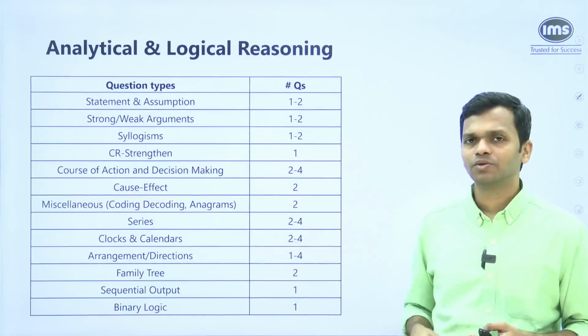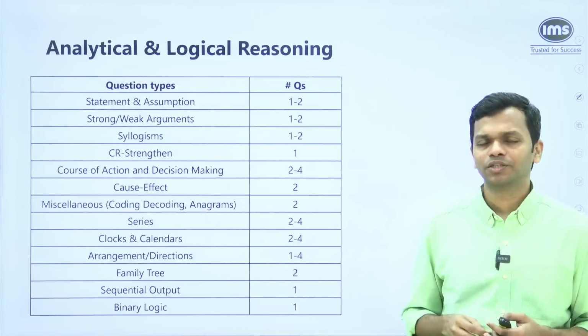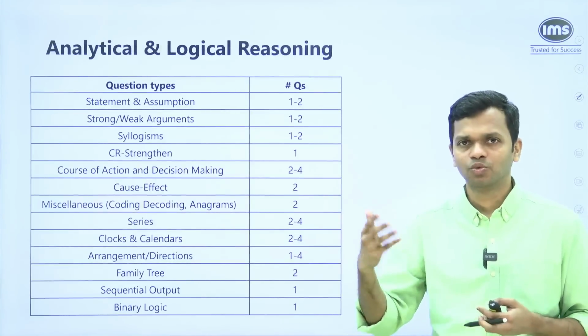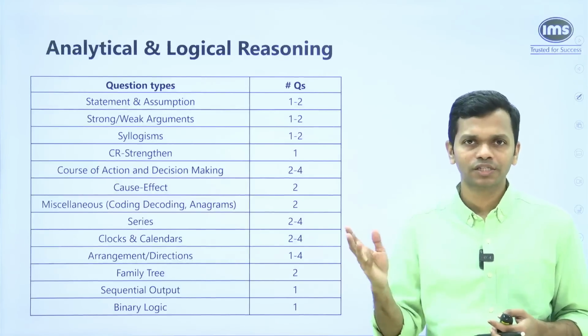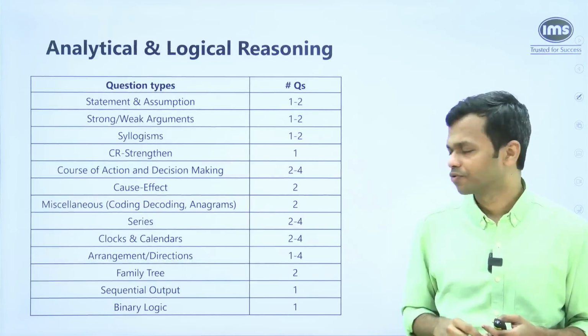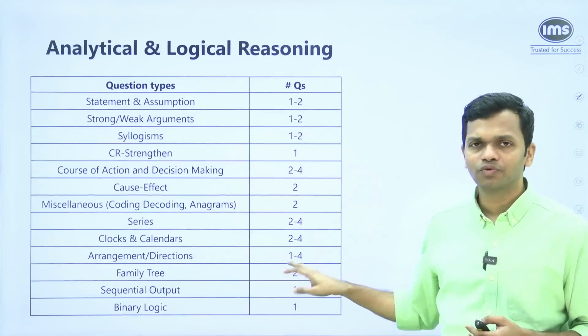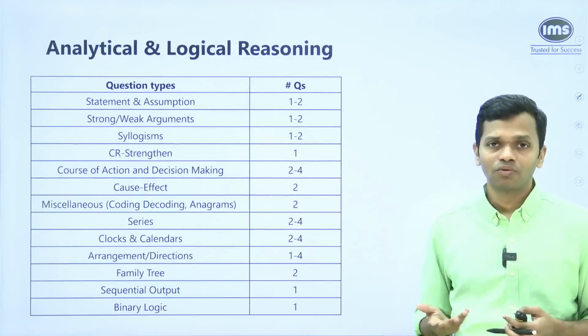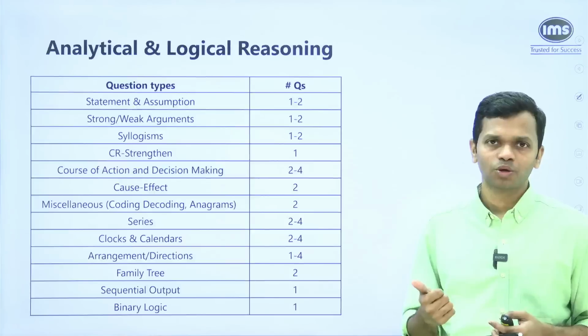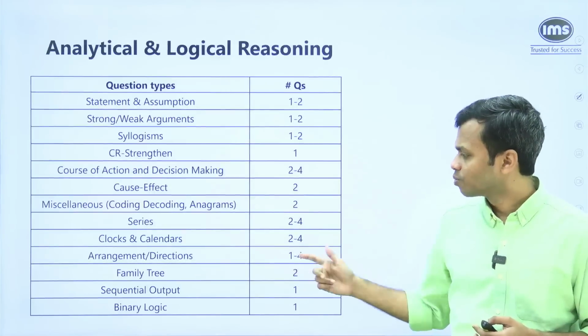Regarding direction, a simple direction based question could be where the person is towards the end of the information that is given, or the shortest distance or the total distance covered kind of questions. So here also 1 to 4 questions can be expected. Family tree, another area that they always ask. So blood relations is what you should be studying. Sequential output and binary logic.